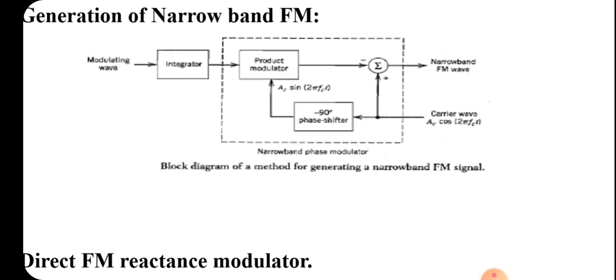Those two signals are multiplied by the product modulator, and then the signal enters the summer. The summation symbol is there, so that is called the summer, where two signals are added: the signal generated from the product modulator and the carrier wave. The output of the summer is called the narrowband FM wave.